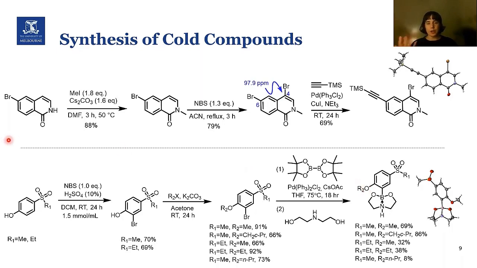Starting off with the isoquinoline fragment of the molecule, we started from this material and we methylated it first, and then we brominated at the enamide-like 4 position. Now we reasoned that the 4 position was sufficiently electron-rich relative to the 6th position to confer regioselectivity for the 6th position in the palladium cross-coupling Sonogashira reaction. Indeed, we found that we did get this regioselectivity and we obtained the desired TMS-protected alkyne in 69% yield. So that got us our isoquinoline fragment.